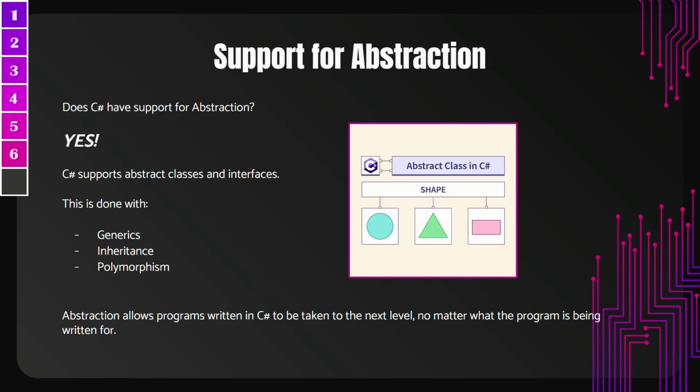So does C# have support for abstraction? Well, of course, the answer is yes. It's based off C++, and it's done through generics, inheritance, and polymorphism through object-oriented programming. If you know how it works in C++, it works the same way in C#.